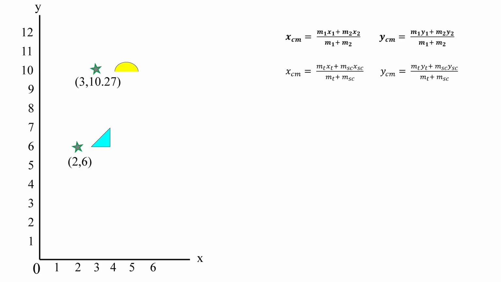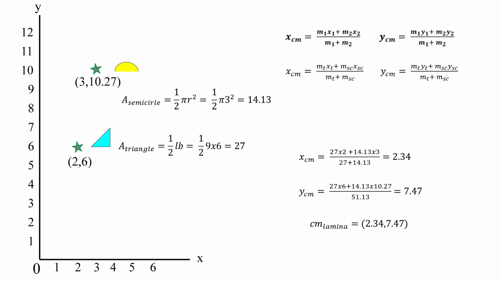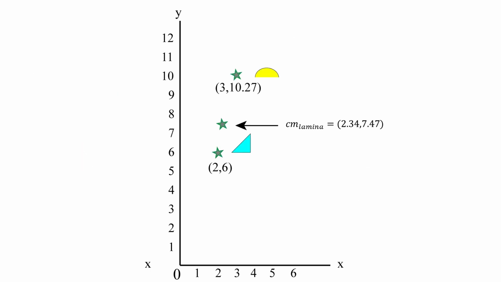But the density and the thickness are constant throughout. Therefore, if we put these two values into our formula, multiplied by the area, no matter what they are, they will cancel out, leaving us with the area. So it's sufficient to know the area of these two shapes. And the area of the triangle is just a half the length times the base. And the area of the semicircle is a half pi r squared. And when we do that, we get our coordinates for our lamina.